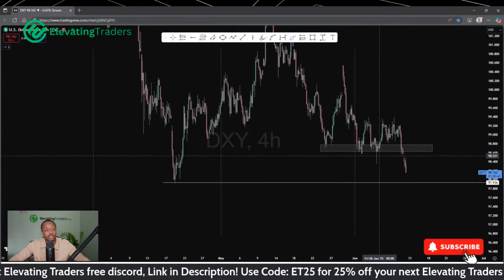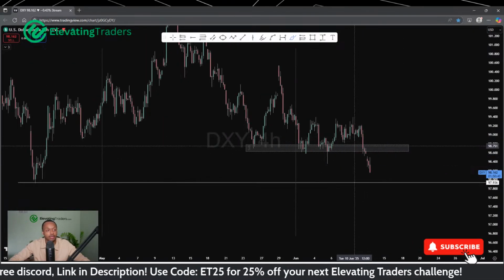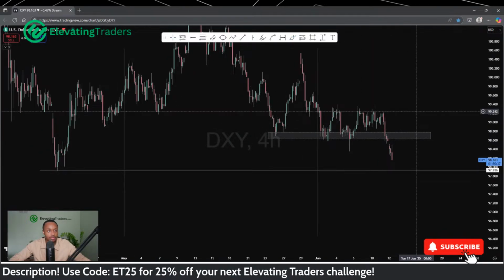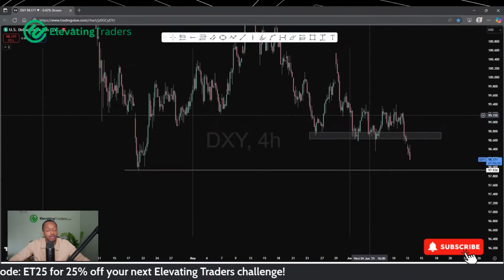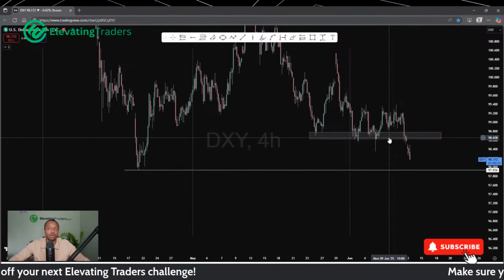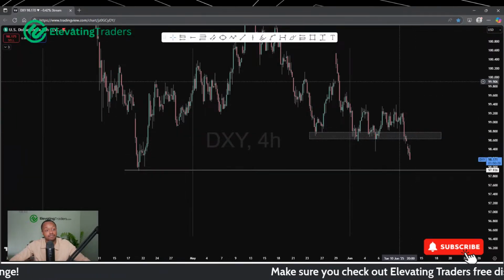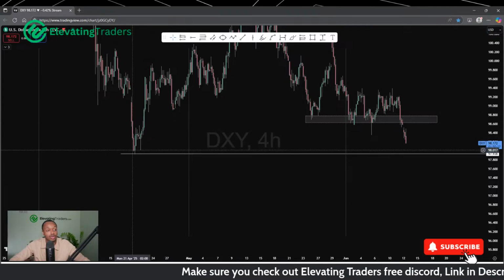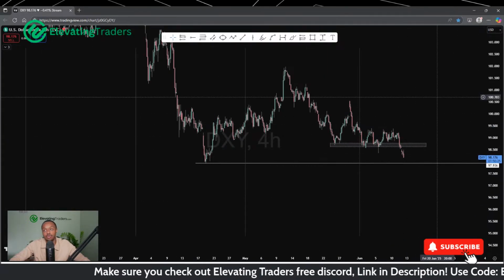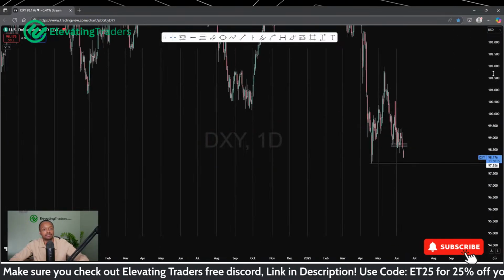So not much I can do with that, because the pullback is not big enough for me to look for entries myself. Maybe intraday there could have been some opportunities there, but from a swing perspective, not much of a pullback to get involved there. So now my take with the dollar is just see what we do at the lows, because I still do think a bigger pullback is on the cards for USD.